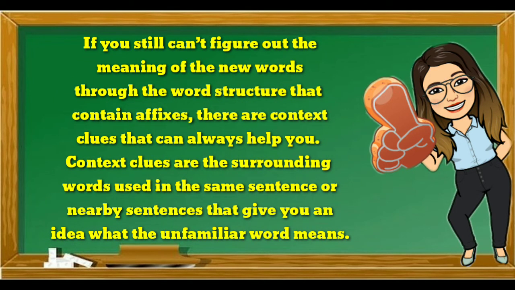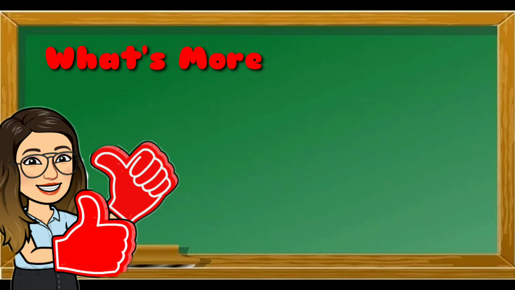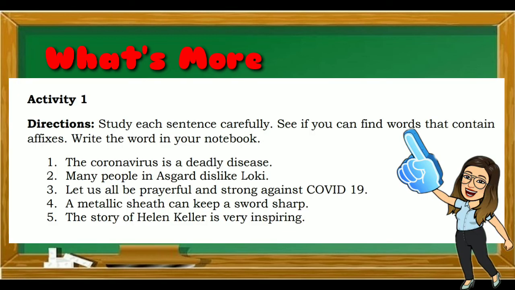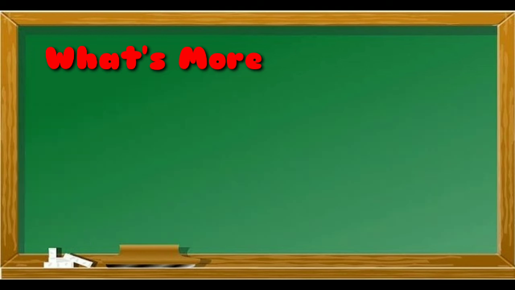If you still can't figure out the meaning of the new words through the word structure that contain affixes, there are context clues that can always help you. Context clues are the surrounding words used in the same sentence or nearby sentence that give you an idea what the unfamiliar word means. What's More? Activity 1. Study each sentence carefully. See if you can find words that contain affixes. Write the word on your answer sheet.